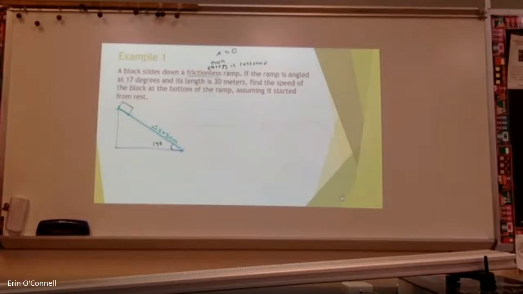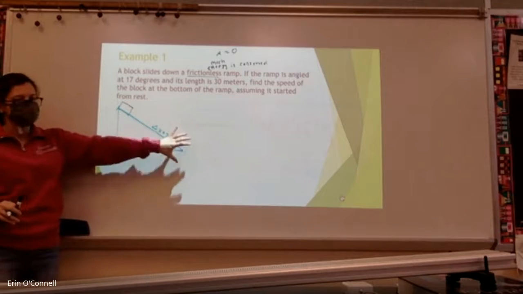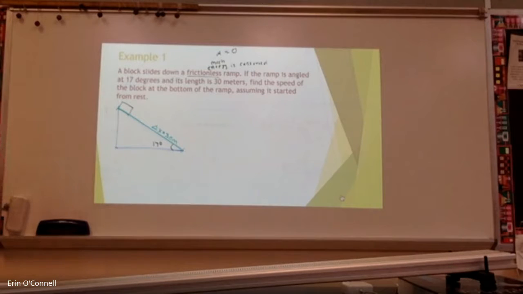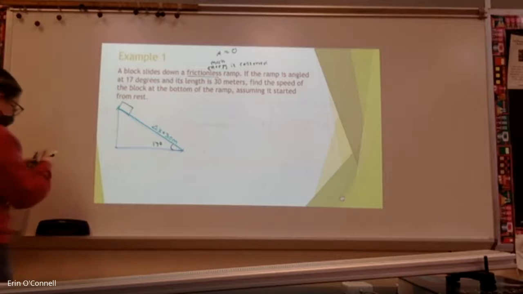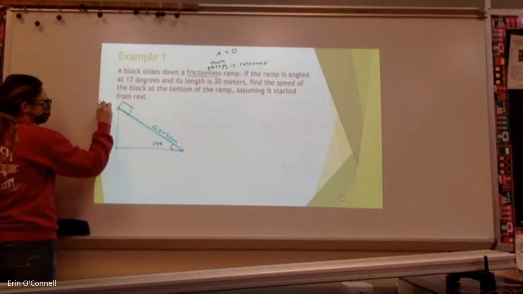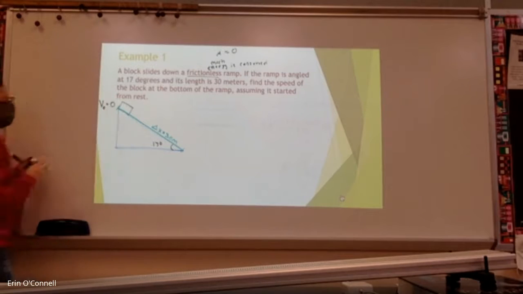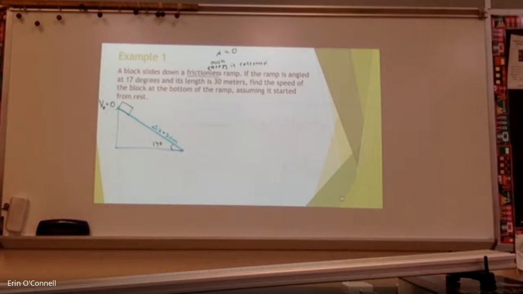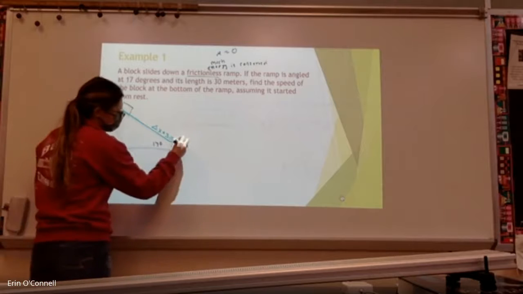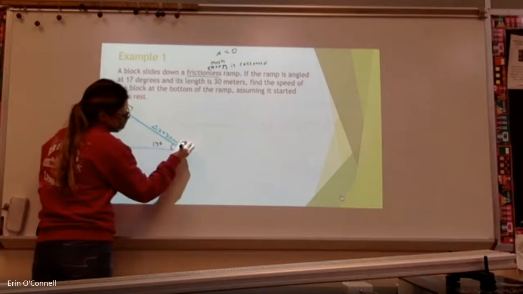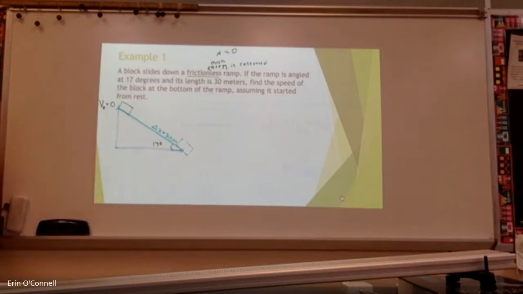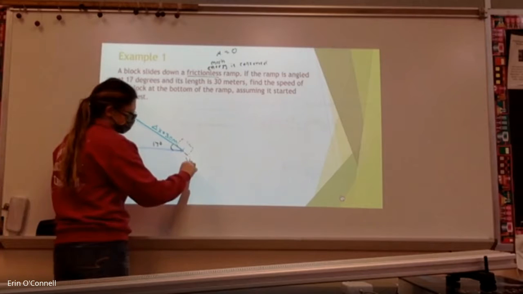Okay, so the way that we're thinking about this, right? We want to look at initial and final. Initially, the block is on the top of the ramp and it has no velocity. So initially, the velocity of the object is 0. Finally, we need to figure out what the velocity is. At the end of the motion, it's going to be on the bottom of the ramp. We need to figure out what that final velocity is.